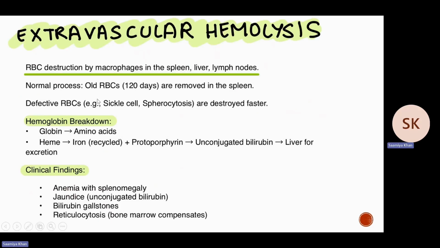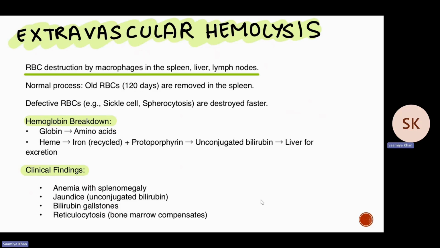Now, extravascular hemolysis is RBC destruction by macrophages in the spleen, the liver, and the lymph nodes. Normally, when RBCs are old, which is around 120 days, they're removed by the spleen. But when we have a pathological disease like sickle cell anemia or spherocytosis, the RBCs become defective and are destroyed faster. We know the general hemoglobin breakdown from biochemistry: globin is broken down into amino acids, and the heme is broken down into iron, which is recycled, and protoporphyrin, which turns into unconjugated bilirubin. This unconjugated bilirubin goes to the liver for excretion.